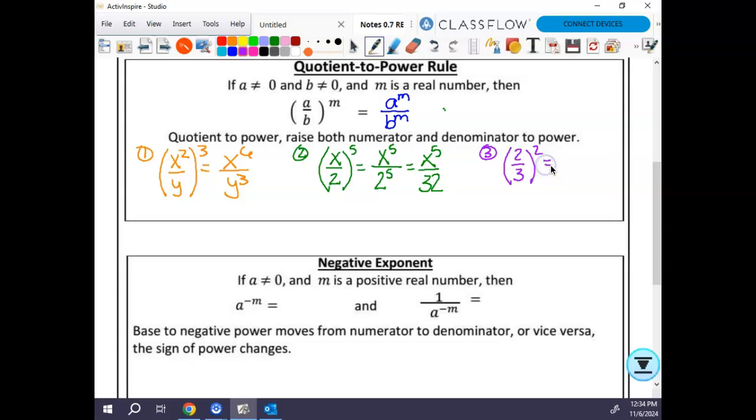If I just straight up apply this first, this would give me 2 squared over 3 squared. So if you're going to square a fraction, all you're doing is squaring the numerator, squaring the denominator, and that gives me 4/9. And that is not that big of a deal at all. Okay? So just making sure we're all confident in that. We good? Okay.